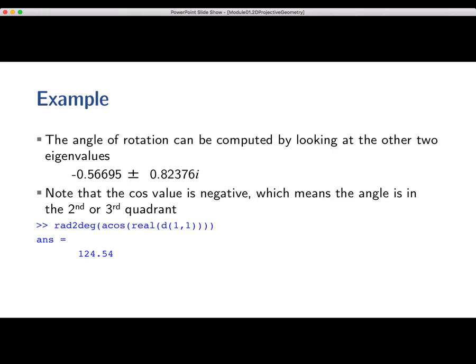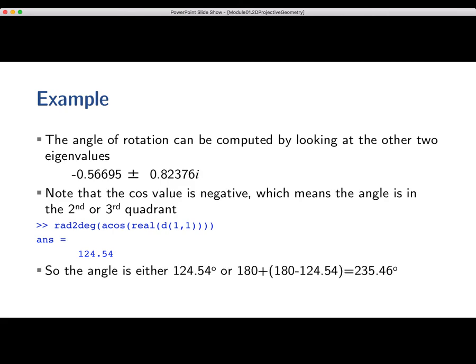What I could do is take that value, D(1,1), and take the real part of that, which is just this thing. I take the arc cosine, cosine inverse of that. That comes in radians. I wanted degrees, so I did a radian to degree conversion, and I got 124. But there are two solutions here because it could either be in the second quadrant or in the third quadrant. In the second quadrant, I got the solution of 124. In the third quadrant, it would be 235.